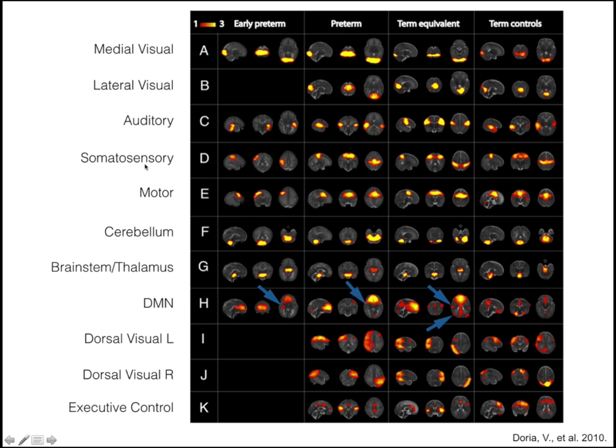The other thing that we see throughout most of these networks is a generalized increase in interhemispheric connectivity. If we look particularly at the motor and somatosensory networks, we see that this unilateral activation evolves into more interhemispheric and bilateral connectivity.